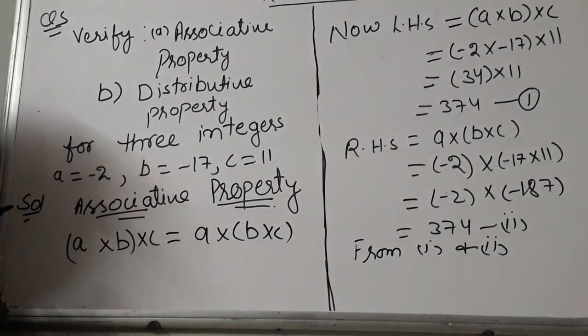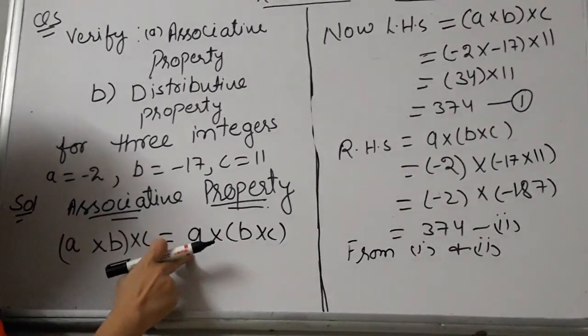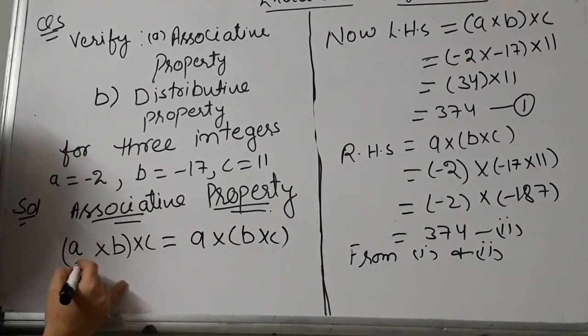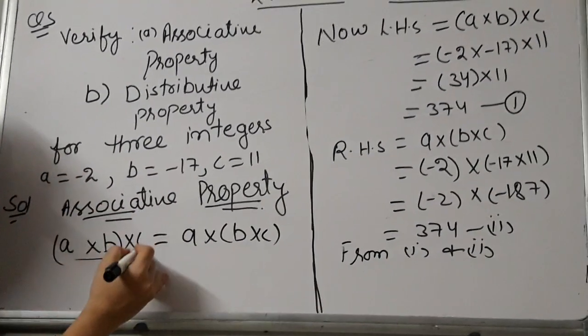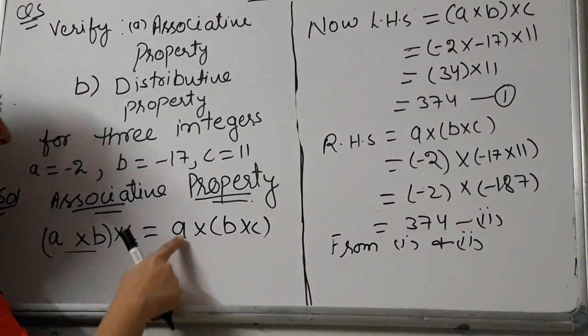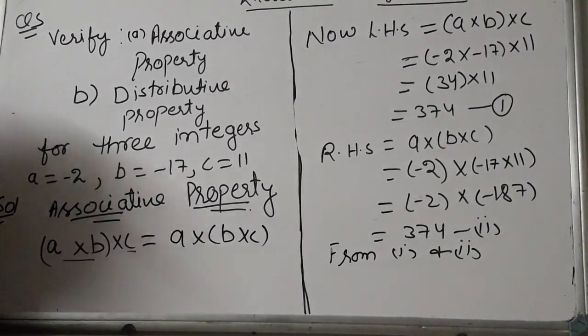What does associative property say? (A × B) × C is equal to A × (B × C). It means if we are multiplying first A into B and then multiplying C, the answer will be the same even if we are multiplying first B into C, then we are multiplying A.